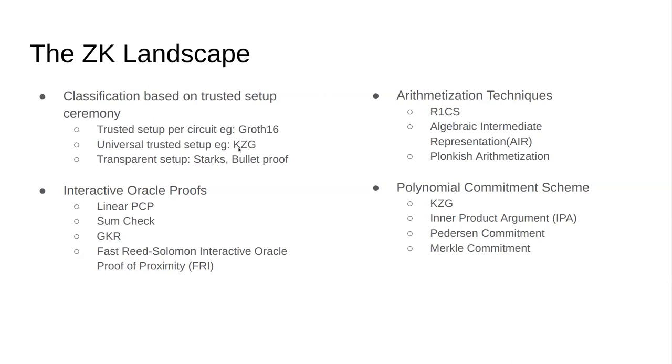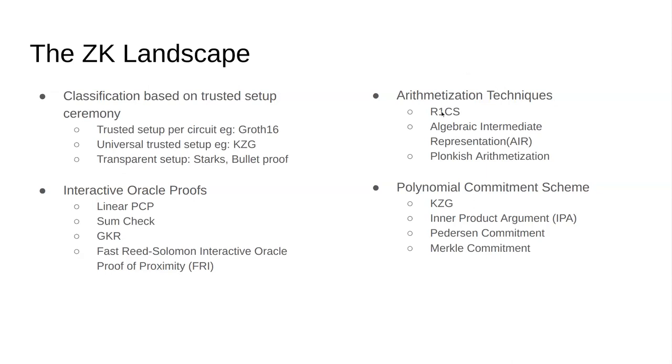For the universal trusted setup, you're doing the trusted setup just once, and then you can use it for as many circuits as possible, in as much as those circuits still fall within the domain of the setup, like the parameters gotten from the setup. Then we have the transparent setup. Basically, transparent setup does not require any trusted setup, and it can be done by anybody.